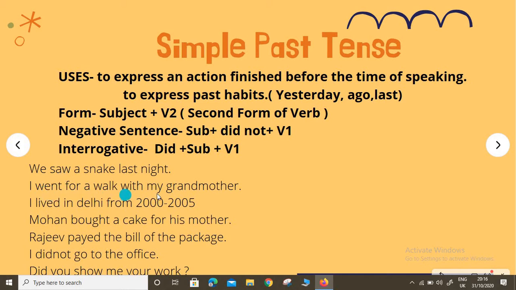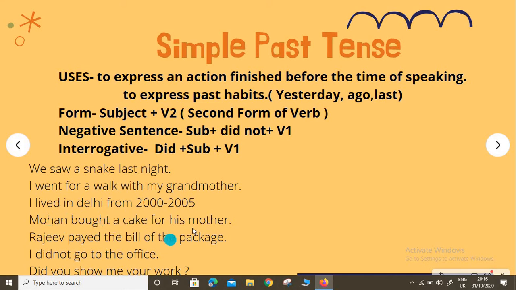I went for a walk with my grandfather. So go, went, and gone. What we need to take care of here is that with the subject, we directly use the second form of the verb. I lived in Delhi from 2000 to 2005. So that is a past event. I lived.